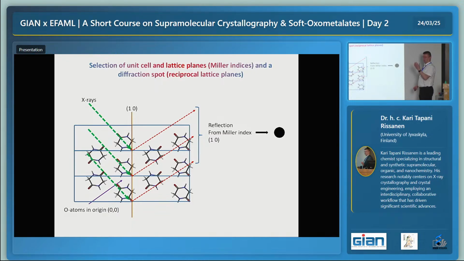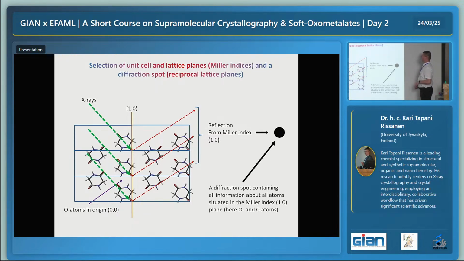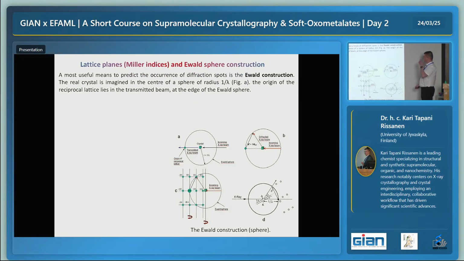Later on you will learn, but of course it's already discussed, that X-rays diffract from the electrons of an atom. So there are electrons and they cause the diffraction. So the diffraction spot contains all information of all atoms situated on this Miller index plane, here O and carbon atoms. So when we record information from this plane, we see these atoms there. That's the point. This is why the diffraction happens, and this is why they have to be ordered in 3 dimensions.